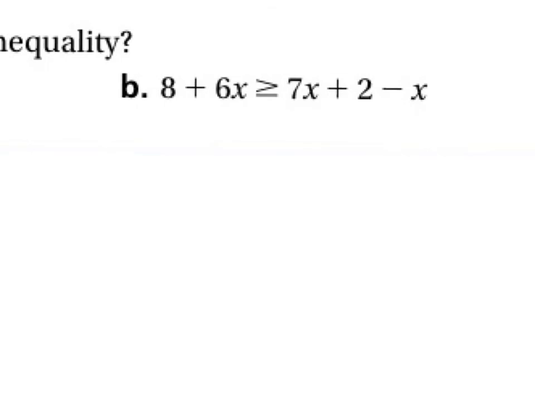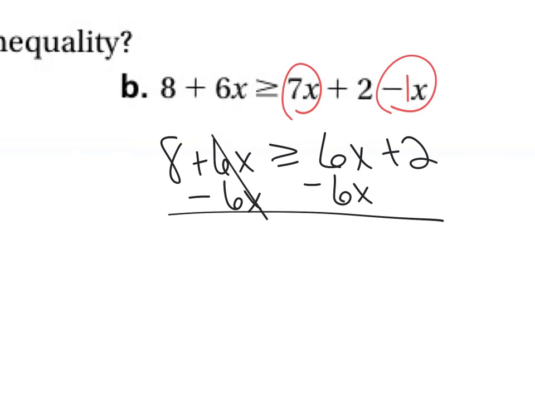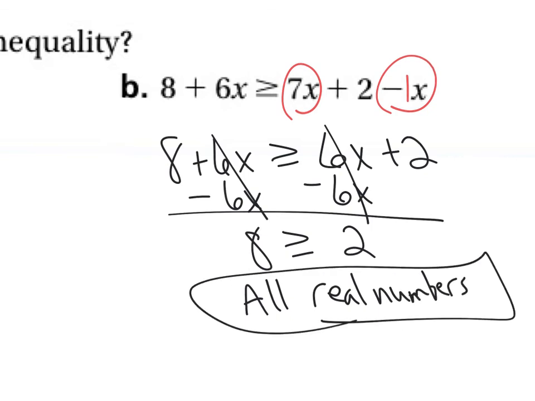Part B. Over on the right side, we can combine like terms. Make sure you see that as a negative 1x. You can add the opposite if you want to see that. And then we're going to try to get our variable on one side. So subtract 6x, and it happens that they both cancel out again, and we end up with 8 is greater than or equal to 2. 8 is always greater than or equal to 2. It's always greater than 2, so all real numbers. We could put any number we want to in this inequality and it'll work.